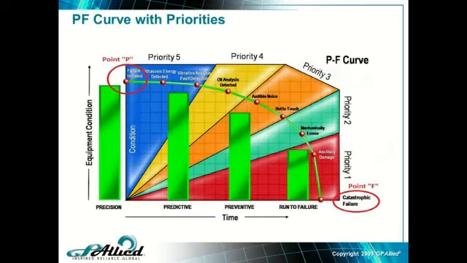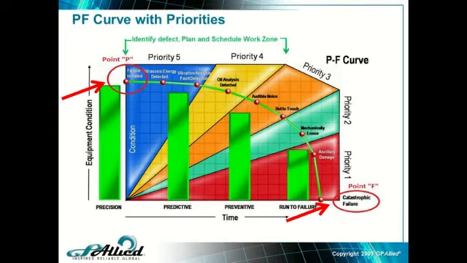So just to show you the PF curve with priorities, okay? We have point P. That's where failure begins. Now, it's very hard to identify a failure the immediate time it starts, okay? So along the way we have predictive maintenance, we have preventive maintenance, and run to failure. Predictive maintenance is going to identify that failure earlier than preventive maintenance will. And then what we're trying to do is not go to catastrophic failure unless our strategy is run to failure. A lot of people have the strategy run to failure. They just don't know it.